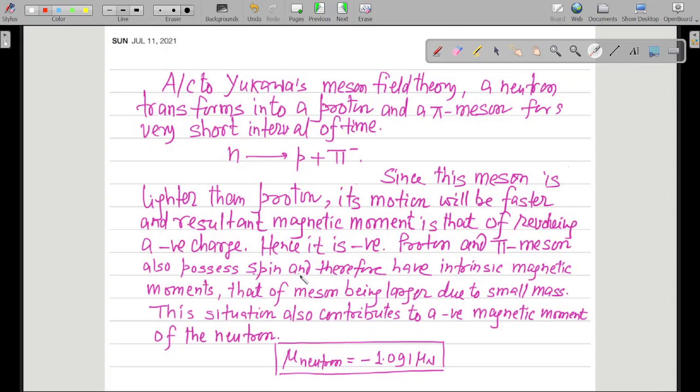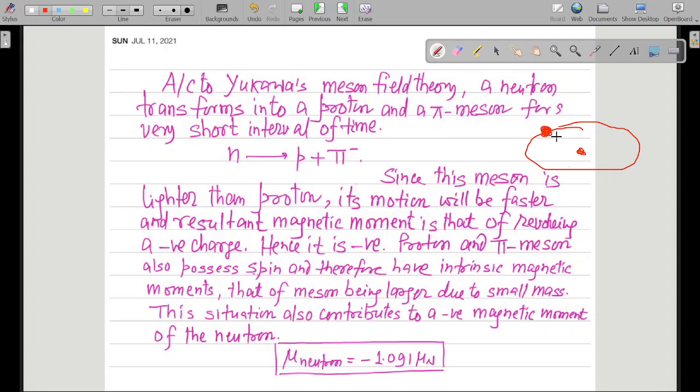And therefore they have intrinsic magnetic moments, that of a meson being larger. The meson will have a larger one because it is lightweight, so that of the meson is larger due to small mass. This situation also contributes to a negative magnetic moment of the neutron. So both things contribute towards the negative magnetic moment: the motion of the pion around the center of the nucleus. See, this is the center of the nucleus, and this is the shell.